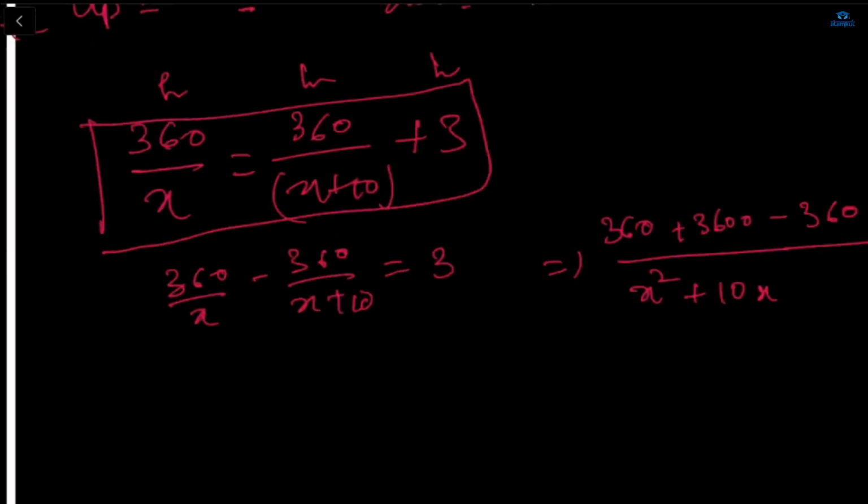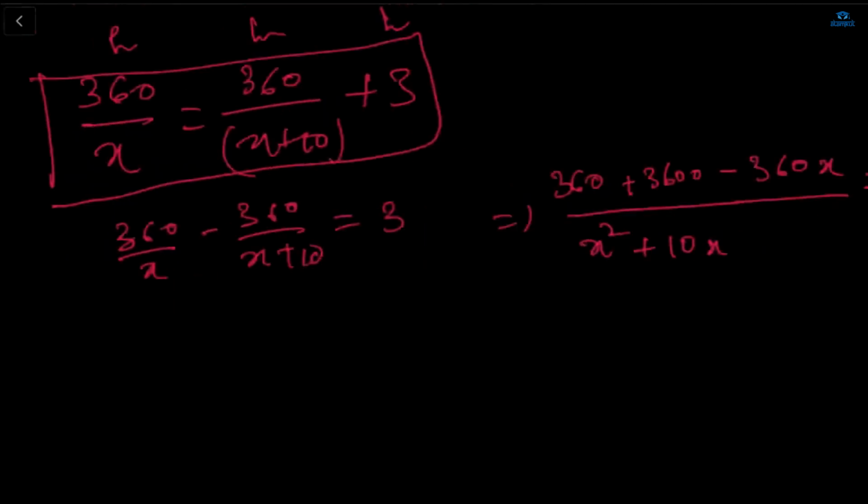So you can see that 360 is everywhere. If we take 360 as common, 360x will be there, no? 360x minus 360x will be cancelled. Yes or no? It will be just 3600 over x square plus 10x is equal to 3.